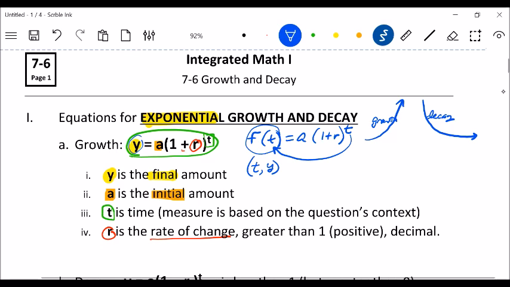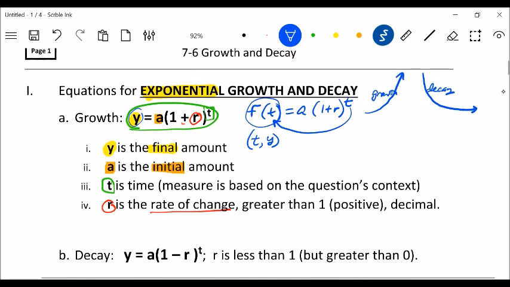So now, if you have a negative here, that's when r is less than 1. It means you're going down. So this is a growth one. Because of the plus, that means growth. So it's like population growing or an amount of money growing. And this is going down, or what we'll call decay.